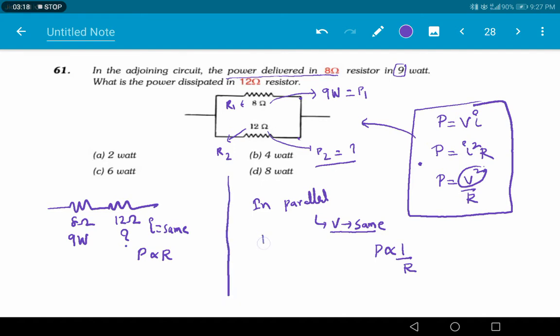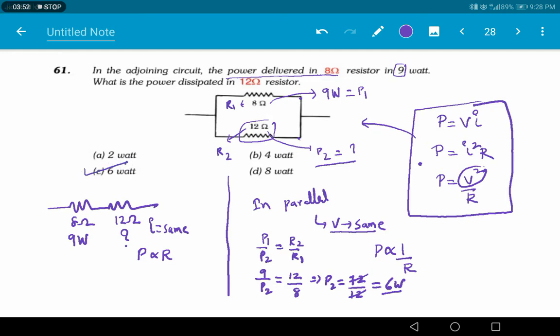So P inversely proportional to R, we can write P1 by P2 is equal to R2 by R1. Let us substitute the values. So 9 by P2 is equal to R2, what is R2? 12 by 8. Okay. So P2 is equal to 72 by 12. So the answer is 6 watt. So 6 watt is the power consumed by the 12 ohm resistor. So your option will be 12 watt.